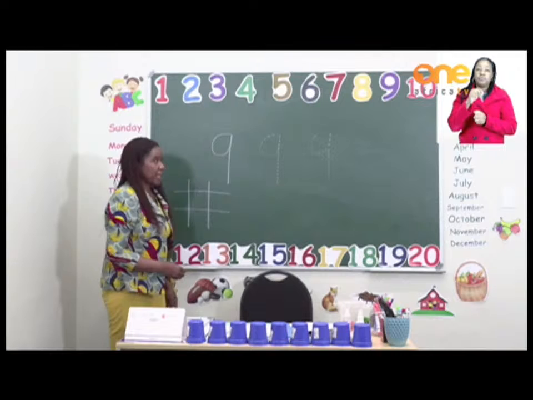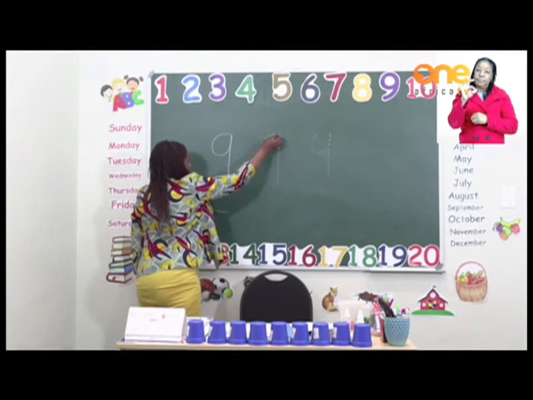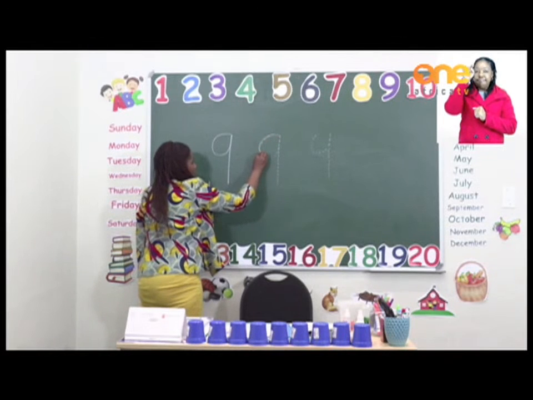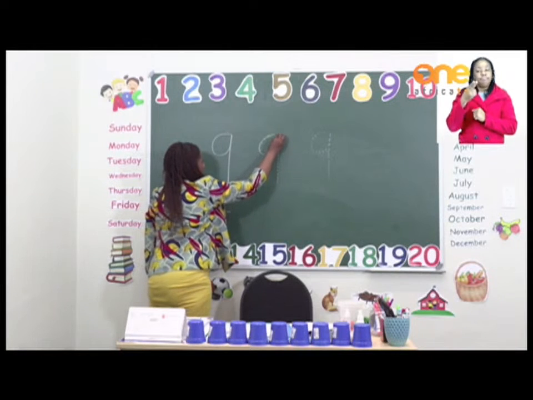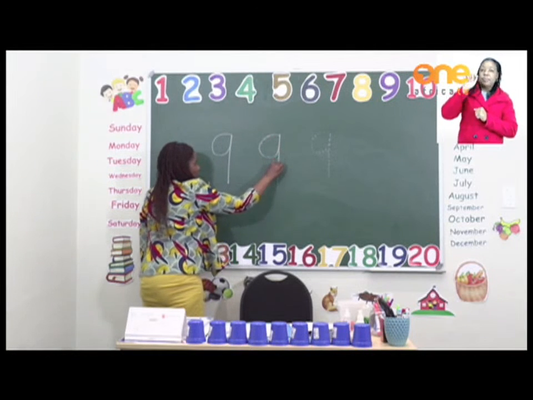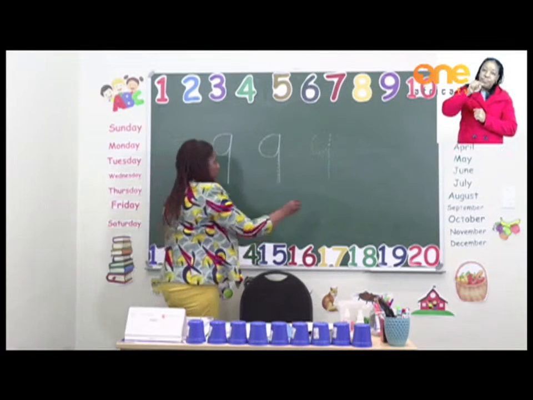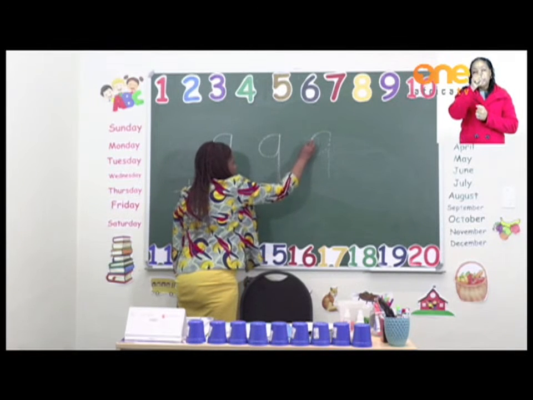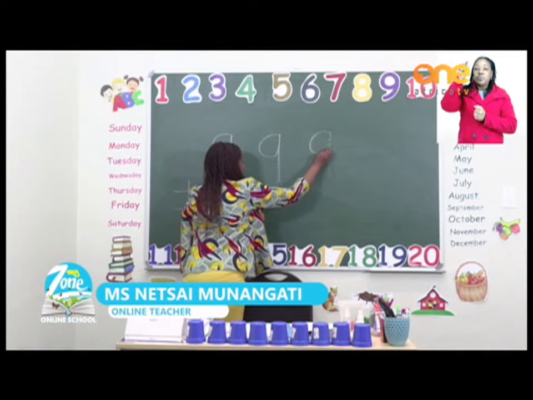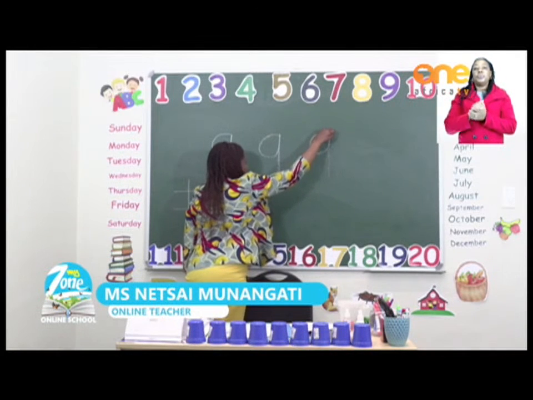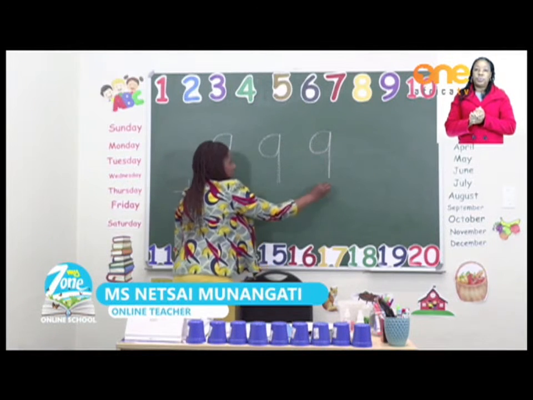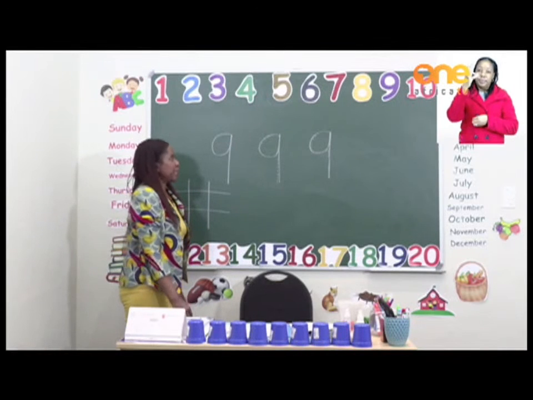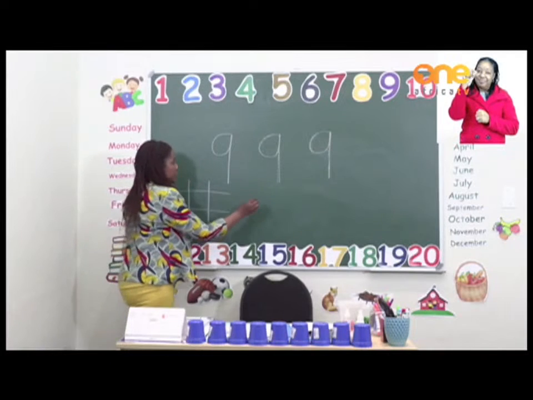When we write number 9, we start right here. We make a nice round all the way down, then up and down. Let's do it once more together. We start right from the corner. We go round the loop, up to close the opening and straight down. So when you write number 9, you make sure you write it without picking up your hand. Let's do it once more.